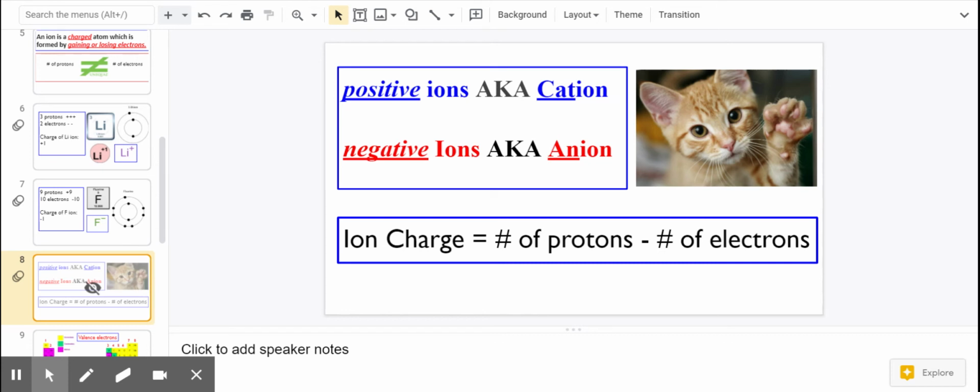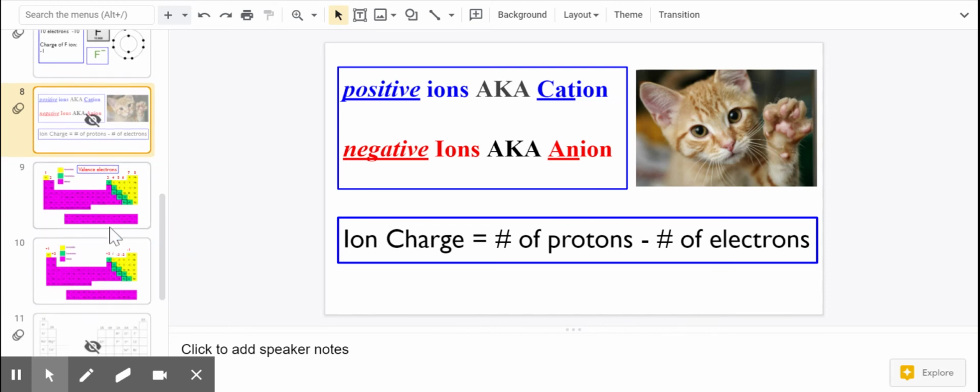How do we calculate the charge? It's basically the number of protons subtracted by the number of electrons. When we have more protons, we get a positive charge ion. When we have more electrons, you use the protons minus a bigger number, and that gives us a negative charge ion, an anion.